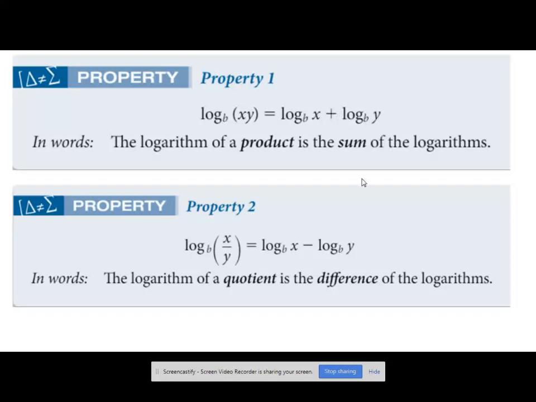One thing I want to mention is it does not work to say that the log of x plus y is the same as the log of x plus the log of y. Note, this addition between the two logarithms does not mean it's x plus y here. Don't make that common mistake. You can't separate the log of x plus y. It doesn't work, so don't try it.